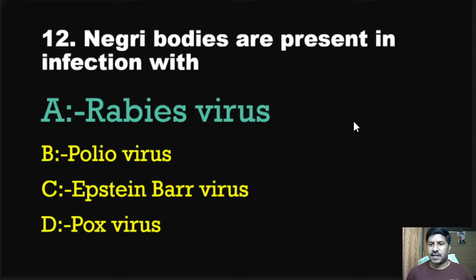Rabies virus infection includes the formation of cytoplasmic inclusion bodies that resemble Negri bodies, found in the cytoplasm of some infected nerves, which lead to rabies encephalitis. So don't forget this one. Negri bodies are present in rabies infection. They will be seen in the nerve cells.